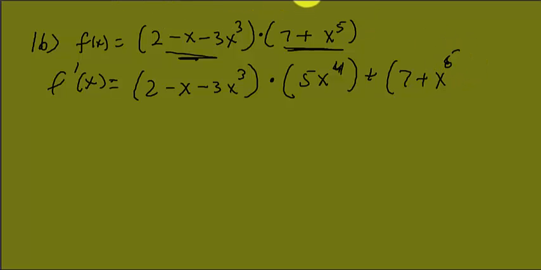Let me erase that. Then I take the derivative of the first. The derivative of 2 is 0, the derivative of that is going to be negative 1, minus 9x to the second. And that's it. You do not have to simplify that. You can leave it as is. But if you want to simplify, you can. And if you do simplify, if you make a mistake, I'll take points off.